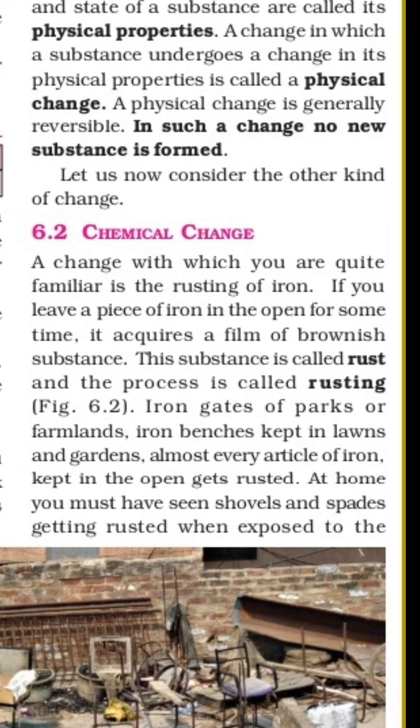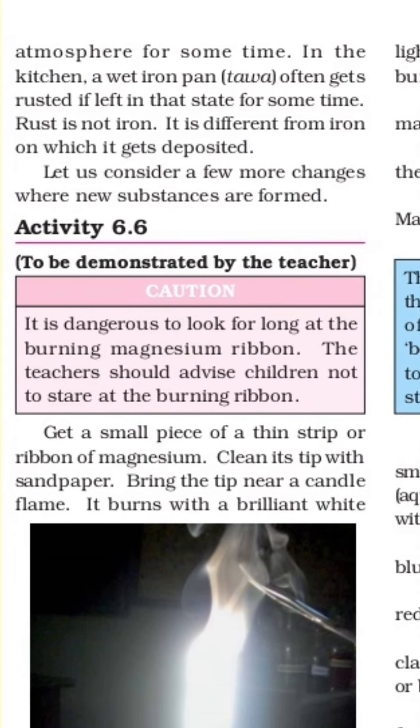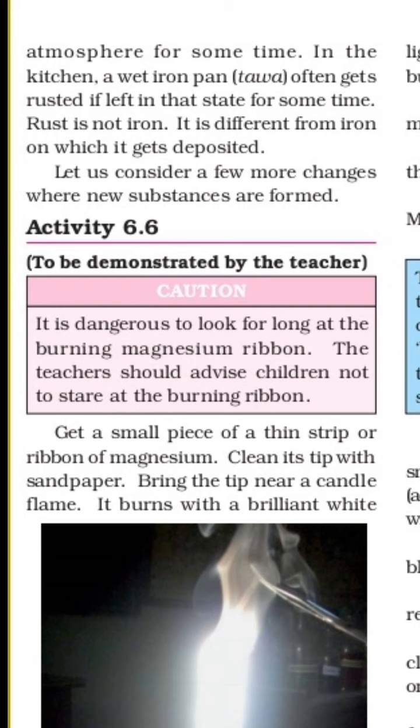At home you must have seen shovels and spades getting rusted when exposed to the atmosphere. In our home also we can see that the shovels and spades, when kept on the open surface, will also be affected by the rust. And in the kitchen, a wet iron pan, in our local language we can call it a tawa, often gets rusted if left in that state for some time.